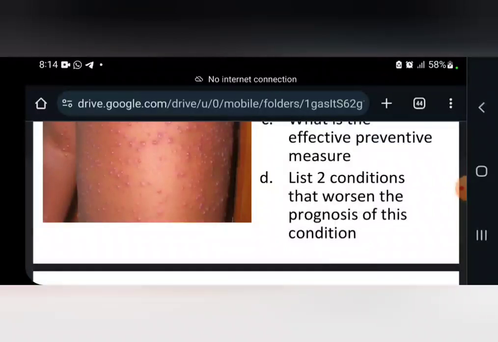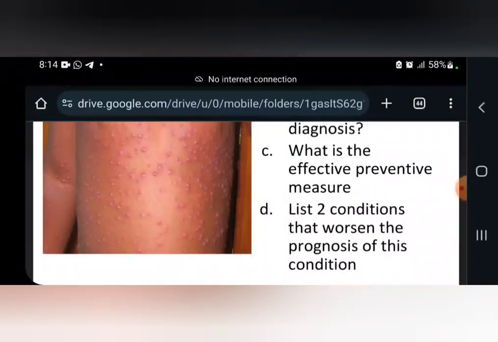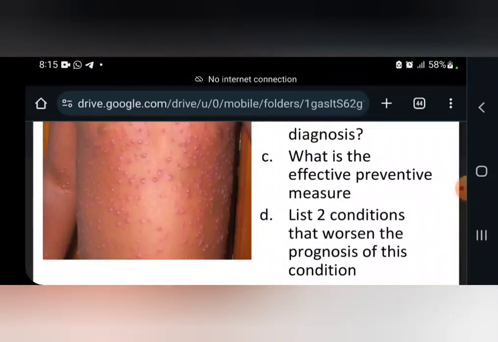The next one is the conditions that worsen the prognosis of this condition. Any condition that causes immunosuppression in the child is going to worsen the condition of varicella. What are those conditions? The first thing, you have HIV. If you have HIV in this child, it's going to worsen the condition of varicella. The second thing, measles, is a state of immunodepression in a child. The third thing is malnutrition. If you have malnutrition, it's going to worsen the condition.